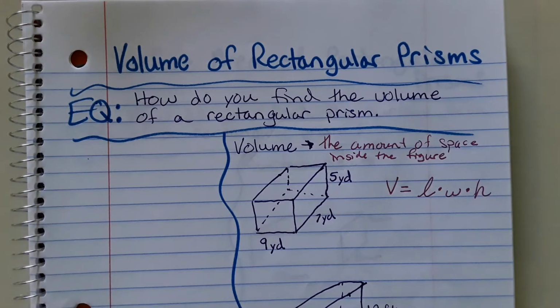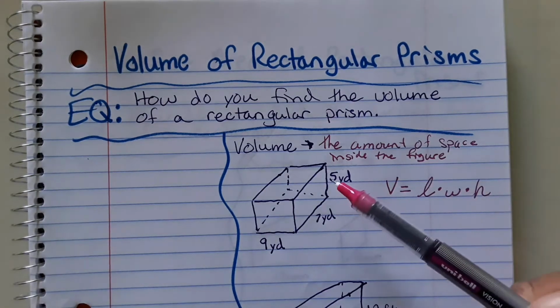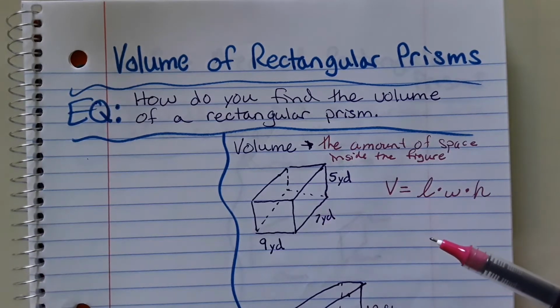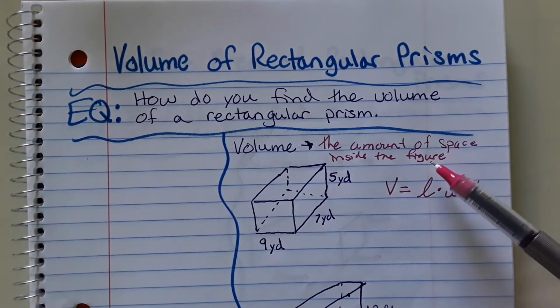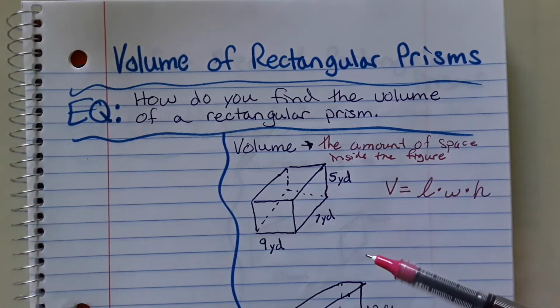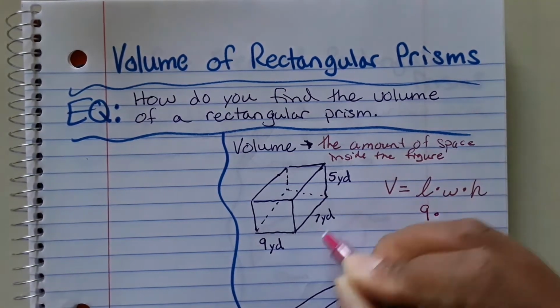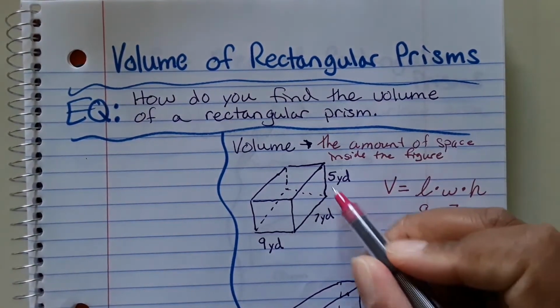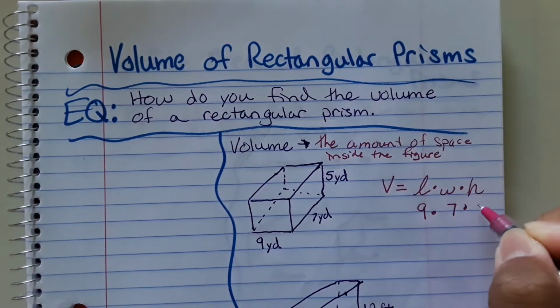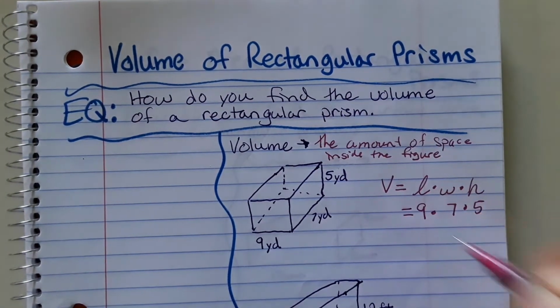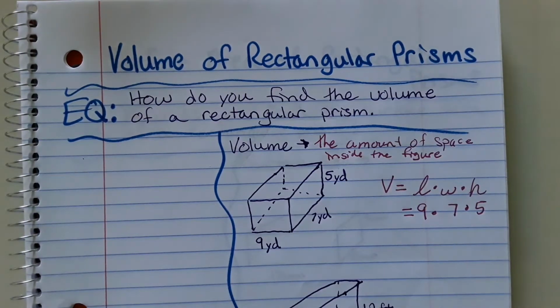All right, so it's 3 dimensional, this figure. So we're looking for 3 numbers. That's what's going to give us our space inside the figure in terms of cubic yards. So we have a length of 9, a width of 7, and it is 5 yards high. So it'd be 9 times 7 times 5. That's going to give us the volume. And of course, you get to use your calculator for this.